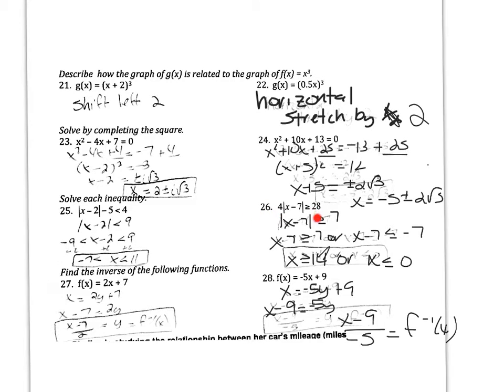26 is going to be greater than. It's an or. Divide both sides by 4. Then set it up with an or. x minus 7 is greater than 7, or x minus 7 is less than -7. Just move the 7 over. Move the 7 over, and you got it.